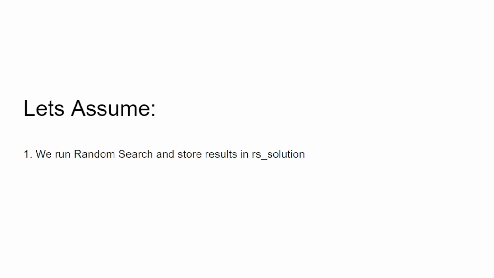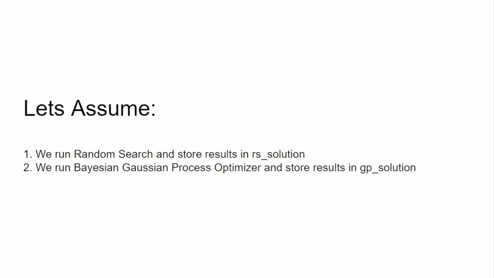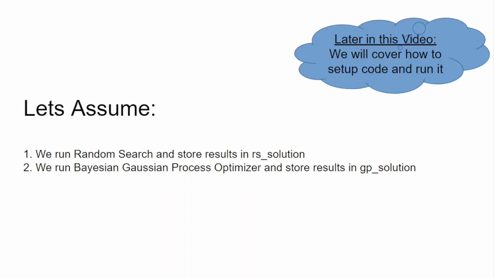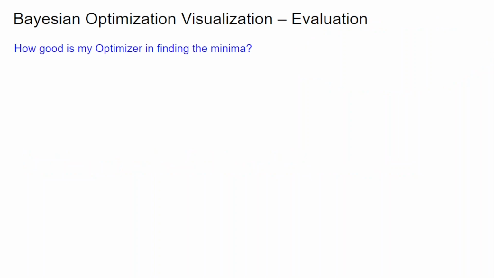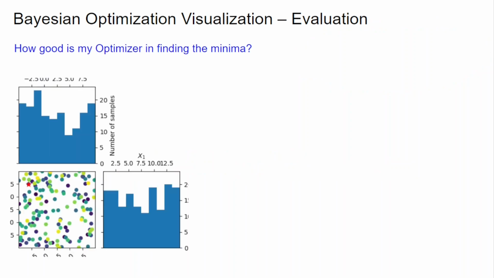Okay. So we have run random search. This is not Bayesian search. It's random search, and we store the results in R solutions. We have run Bayesian search and stored them into GP solution. Okay. Only 2 variables here. Let us see the visualization. How good is my search optimizer? First is my random search. What I have here is a random search for 2 variables only.